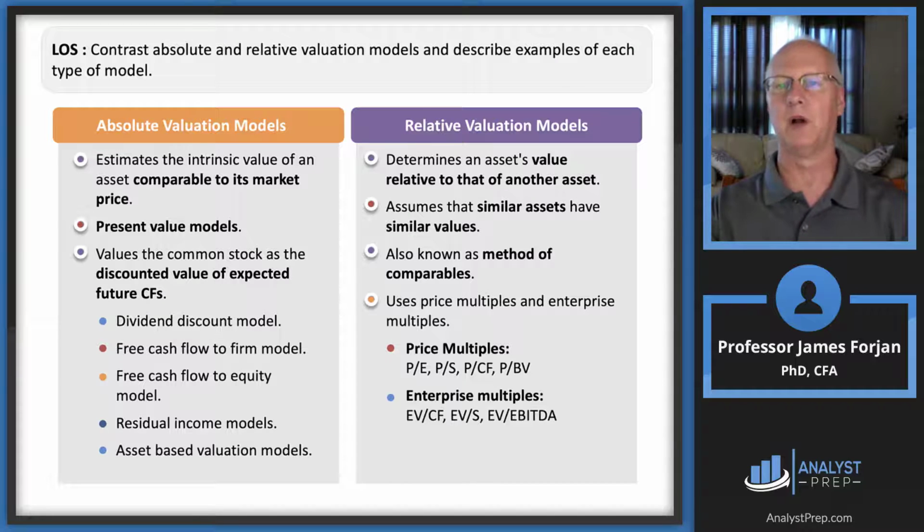Now, the important part of those relative valuation models, look at the second double circle point, assumes that similar assets have similar values. So once again, I'm going to emphasize this. This is super important, that when you use these relative valuation models, you need to compute the price or enterprise multiples for firms that are similar. And similar can be of size and similar can be of risk level, but that needs to be identified before the model is used.